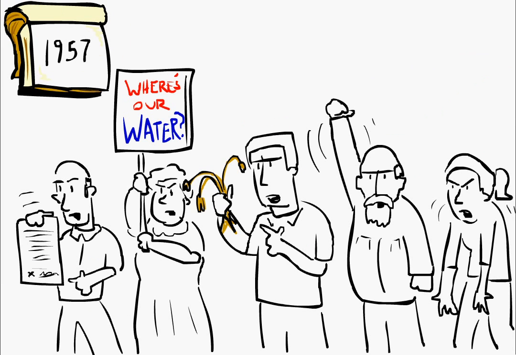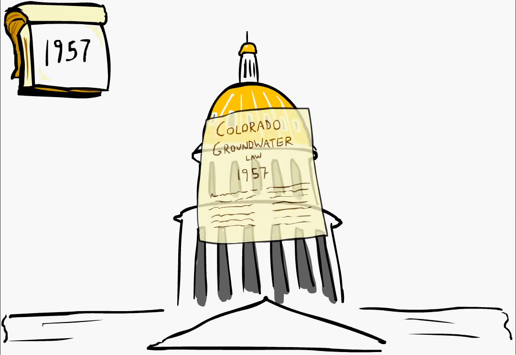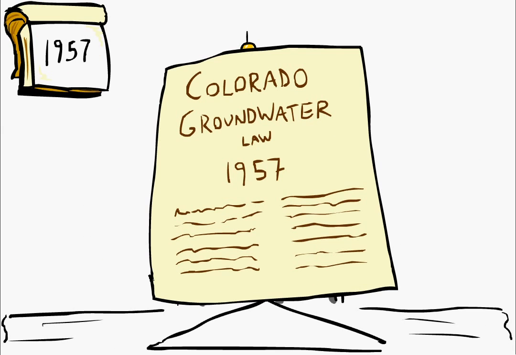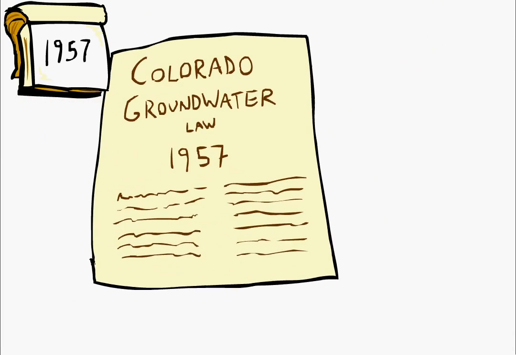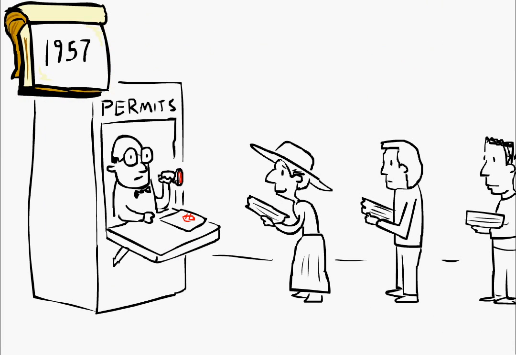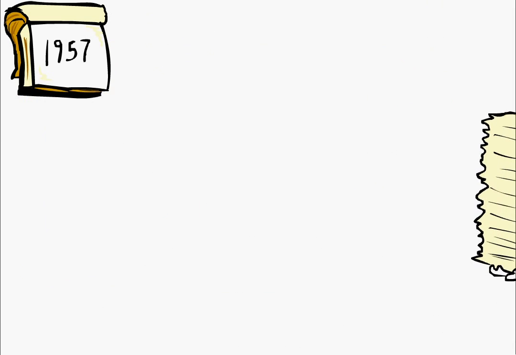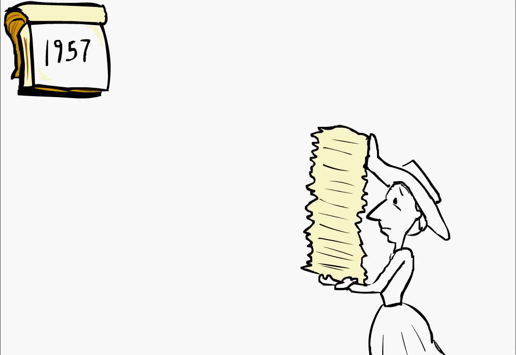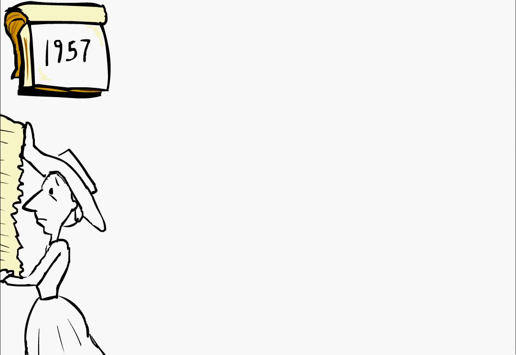1957. In response to complaints about wells taking water away from senior surface users, the Colorado State Legislature passed the Colorado Groundwater Law of 1957. This replaced their first attempt at regulating tributary groundwater in 1953. Now you had to get a well permit from the state in order to drill a well, but the permit didn't give you the right to use the water. For that, you had to take your permit along with the evidence of when you first drilled your well, and you could get a water right with that priority date.